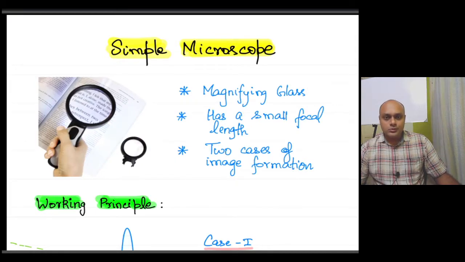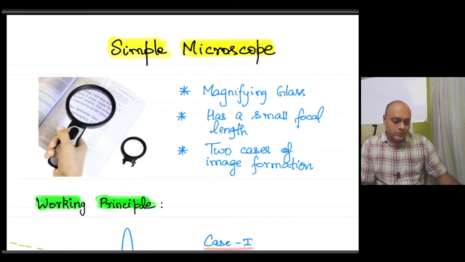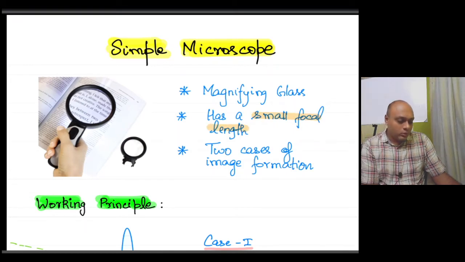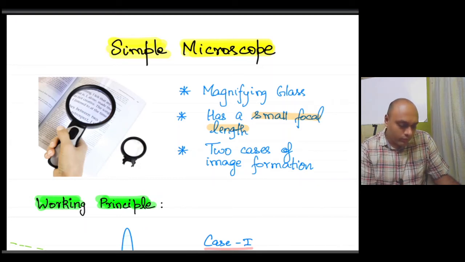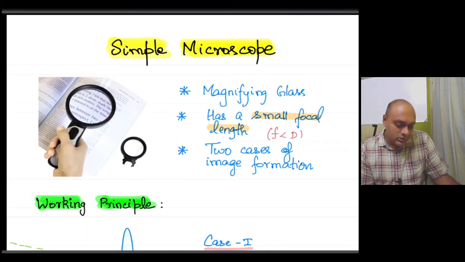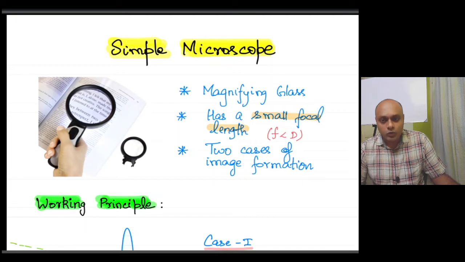Alright, so let's see the first device, the simple microscope, also called a magnifying glass. An important point about the simple microscope, it should have a small focal length. The question now is how small, right? So for answering how small, we will say that the focal length should be lesser than the least distance of distinct vision for the human eye.